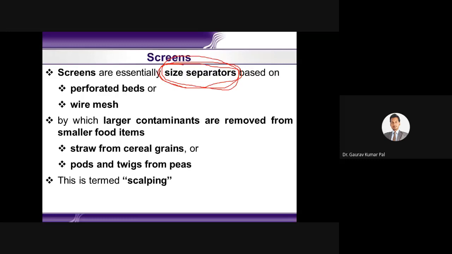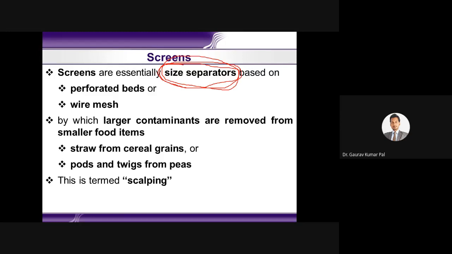Yes. So once you are sieving the wheat flour, that time also you will use a screen. Correct. So that time also you will use the screen, as well as for the grain samples. You can use various types of screens. The screens are basically size separators. There are several machines, like perforated beds, you can use for the separation of the grains or whatever food material you have on the basis of their size.